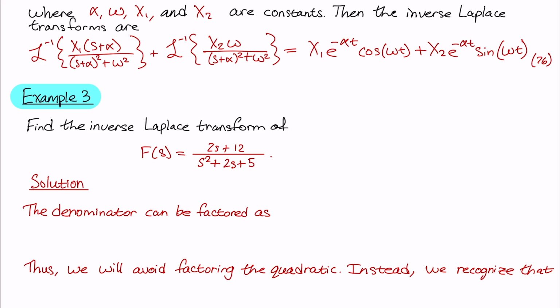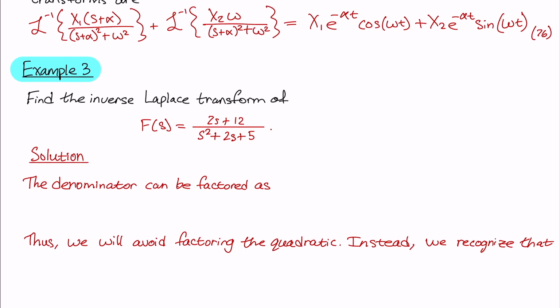Okay, we're going to take a look at example 3 here. We're given the Laplace transform (2s + 12) divided by (s squared + 2s + 5). We're asked to take the inverse Laplace transform of this.